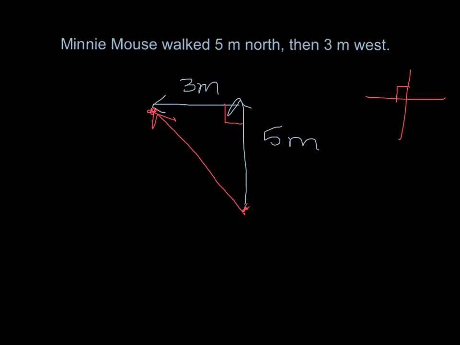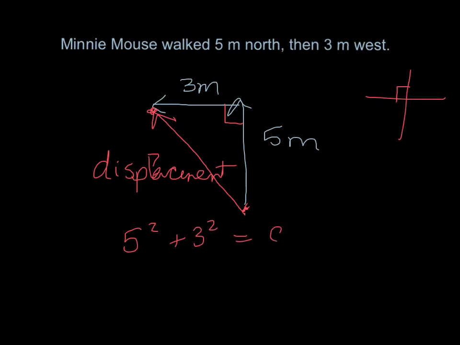So to find her displacement, what we would do is 5 squared plus 3 squared equals her displacement squared. You can just call it c squared. a squared plus b squared equals c squared. And so you get 25.